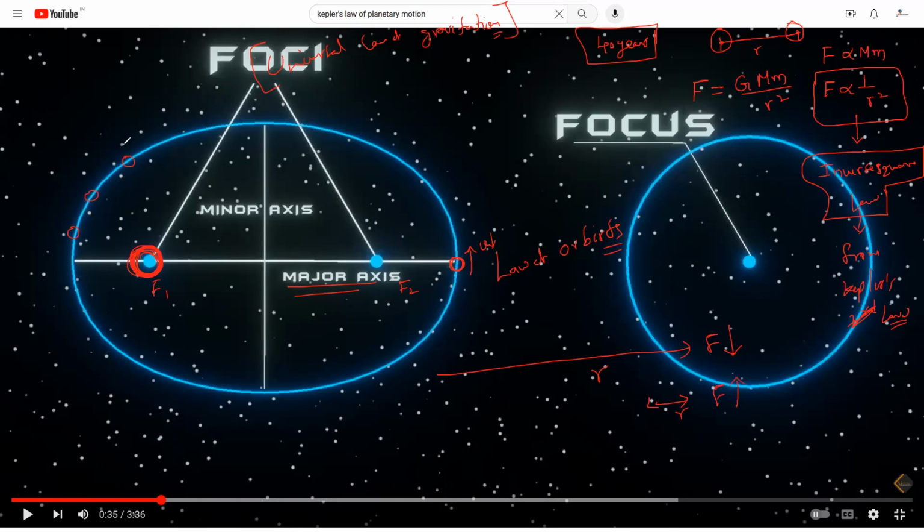So whenever the planet comes closer to the sun, the velocity of the planet increases. Whenever the planets are far away from the sun, the velocity of the planets will what? Everybody? The velocity of the planet will decrease. Clear? That is also something you have to remember. Okay, make it quick. We'll finish.